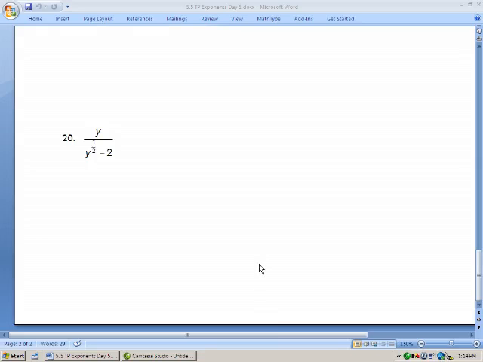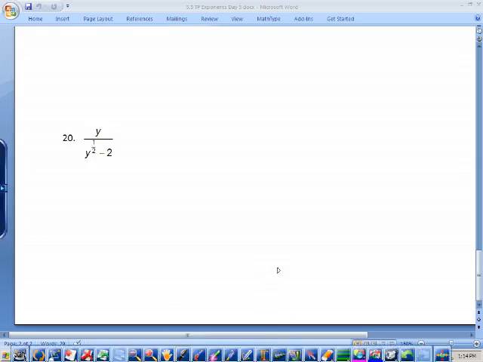y over y to the 1/2 minus 2. Why is this not simplified? There's technically a radical. What is that 1/2 the same as? A radical. Yeah, square root of y. This is the same as y over the square root of y minus 2.